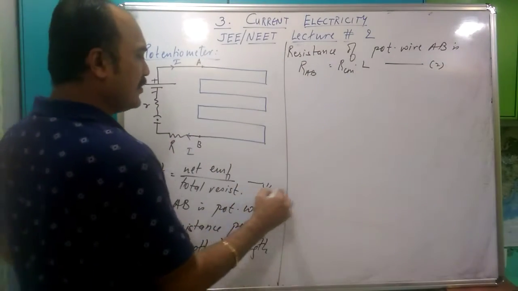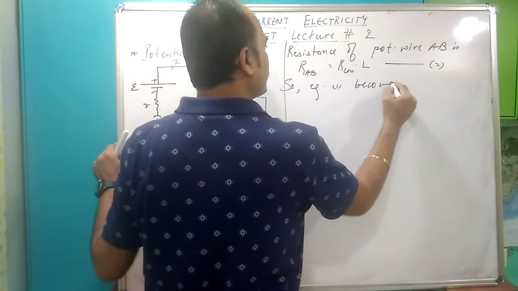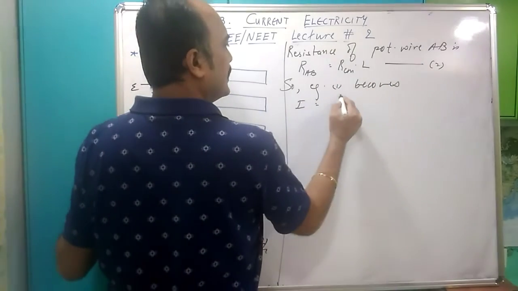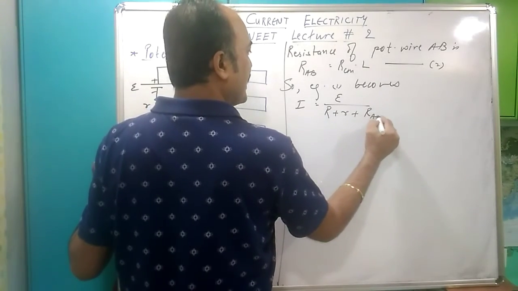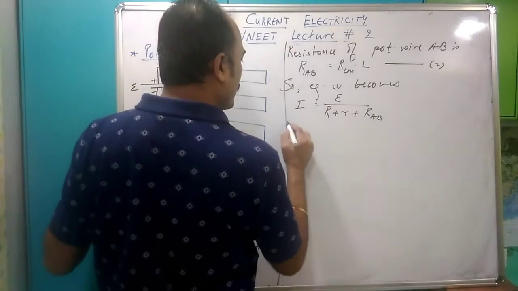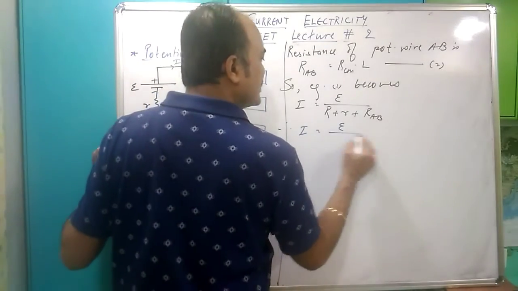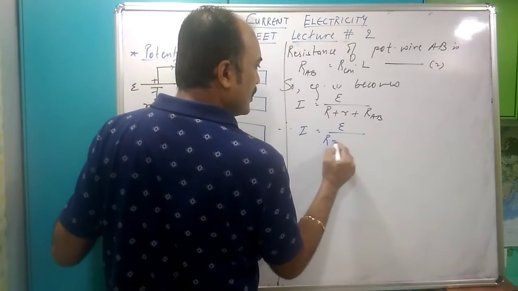And let me now put it in equation 1. So equation 1 becomes I is epsilon over R plus RAB, and RAB is RCM into L. So current I, this is a tad different from what we saw in the NCERT textbook, but basically the idea is the same. R plus RCM into L.